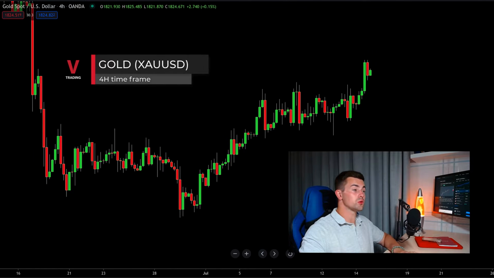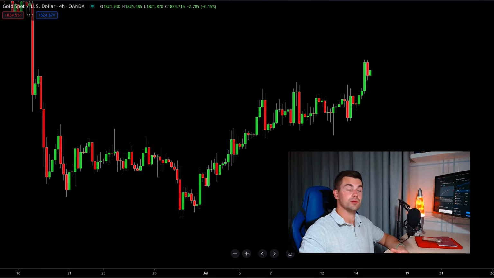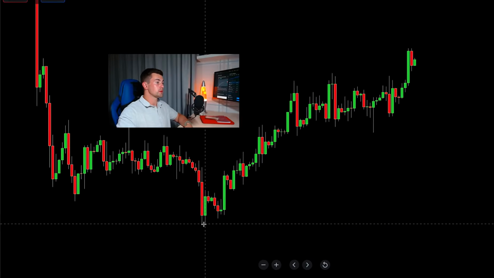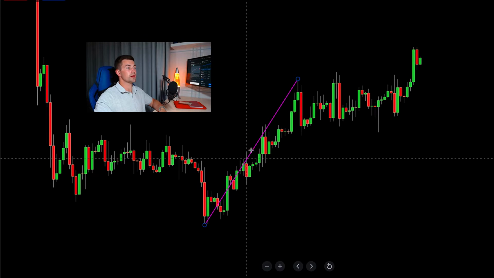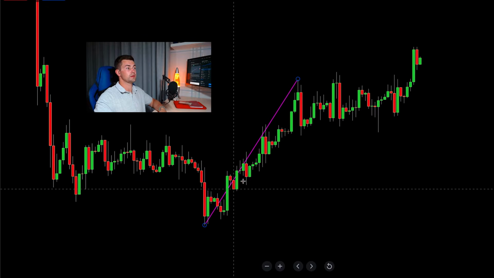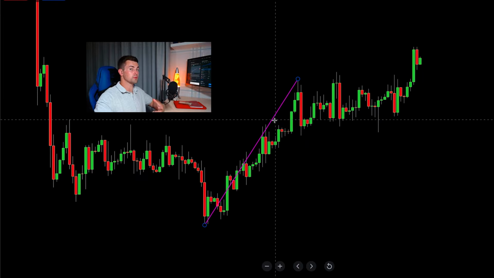I'm on a gold chart, 4-hour chart, and here first of all let's start with the price action analysis. Let's simply follow the recent impulses and let's try to get what is happening with the market right here. So first of all I see this very nice initial bullish impulse. Here we have a very nice impulse leg, and here we saw very nice growth on gold.